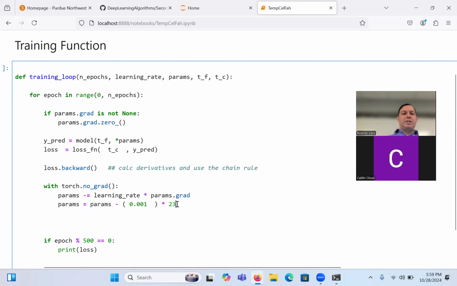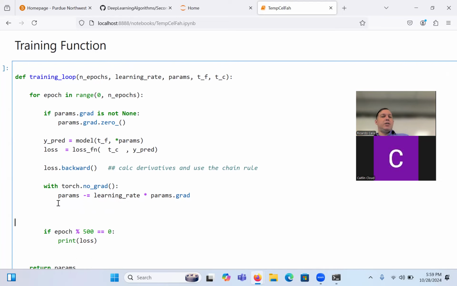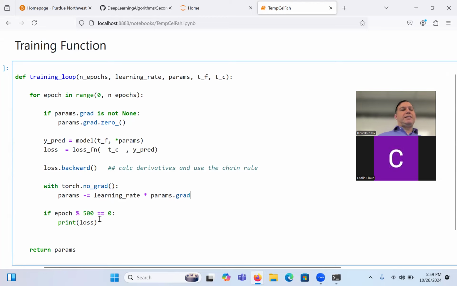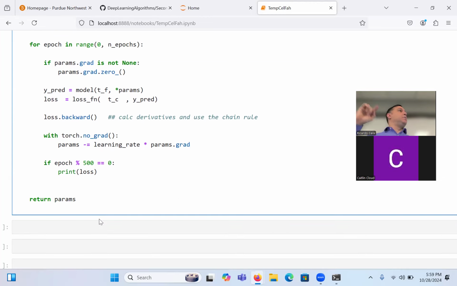All right, so I'm going to get rid of this. This is just for illustration. And that's it. So this torch.no_grad is because you don't want to update the weights except through this method. Okay, so that's why you set that up. And then now we just print basically every 500 or so epochs the loss, and the loss should be going down if this worked, okay?